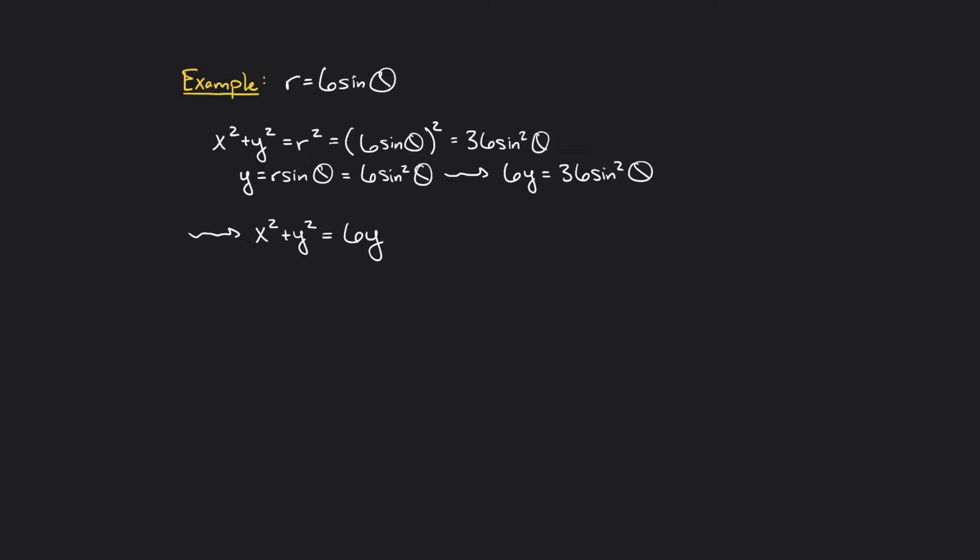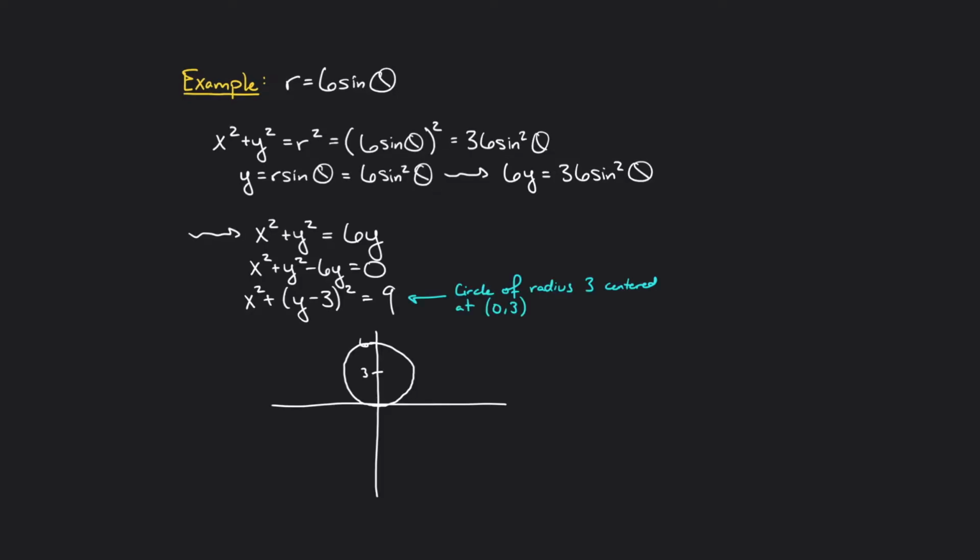To write this in a form we're more familiar with, let's subtract the 6y to the other side, and then complete the square with the y's. And what we're left with is x squared plus (y minus 3) squared is equal to 9, which you may recognize is the circle of radius 3 centered at the point (0, 3).